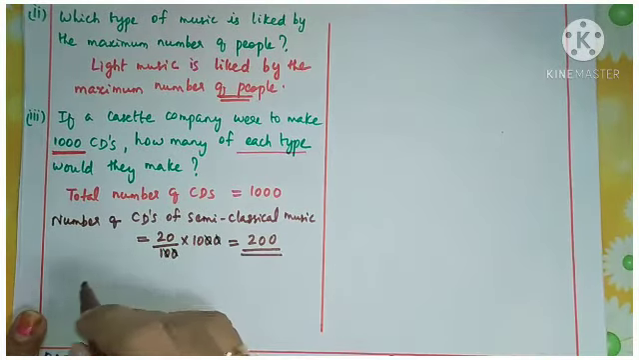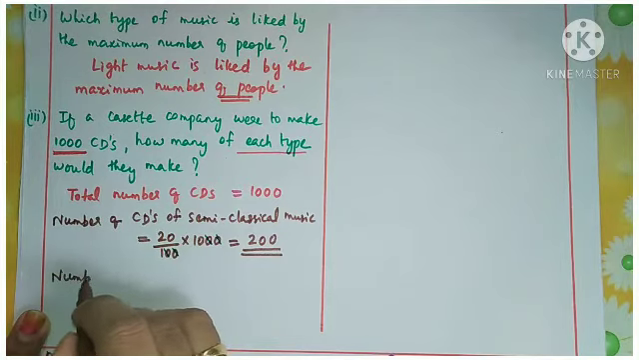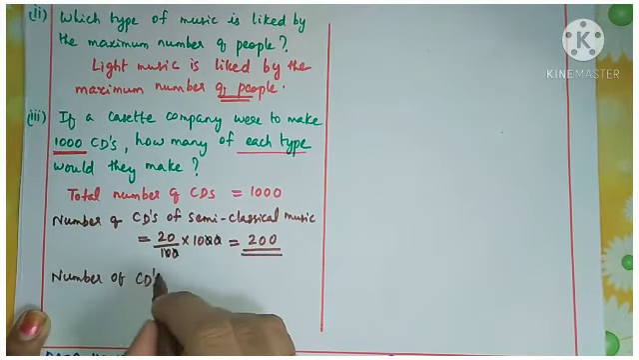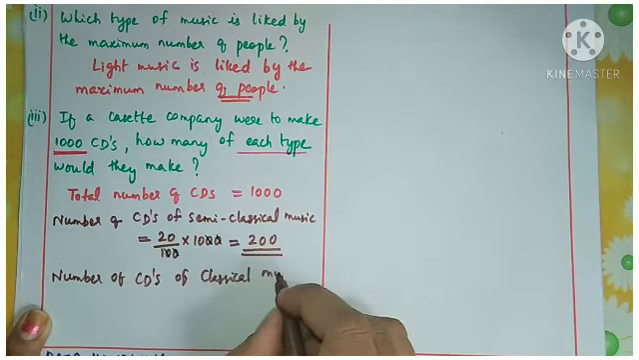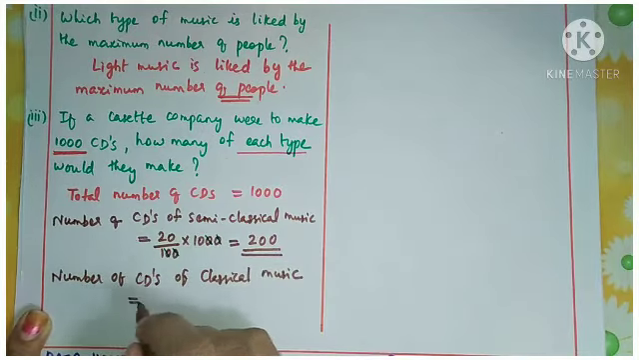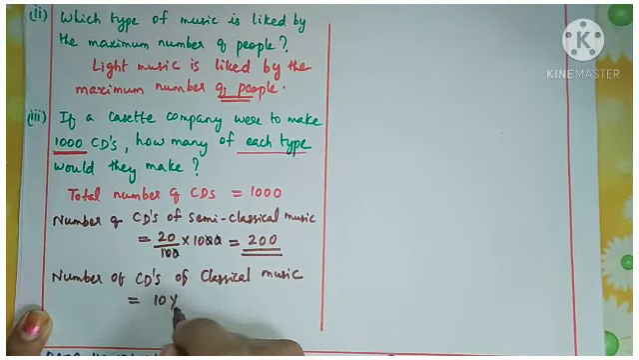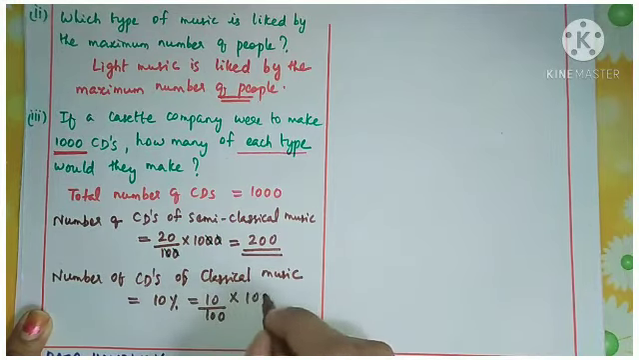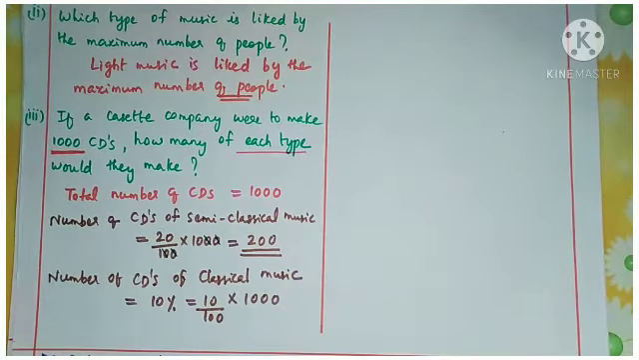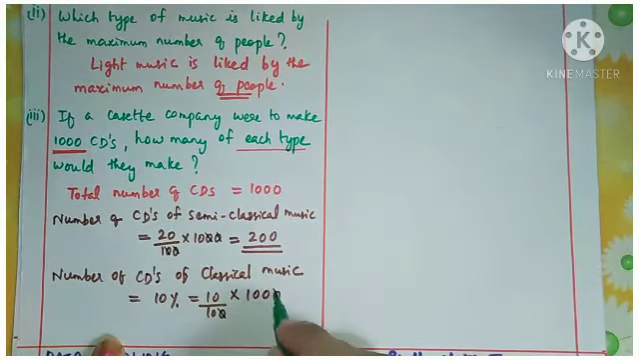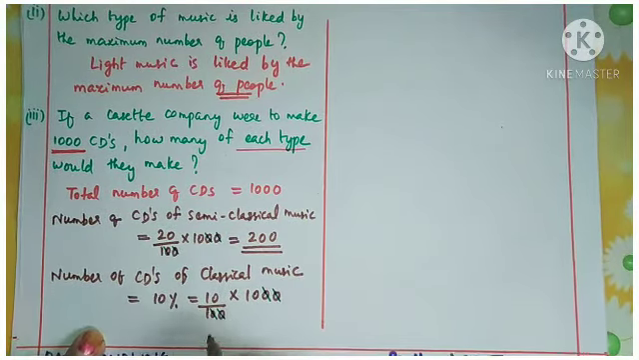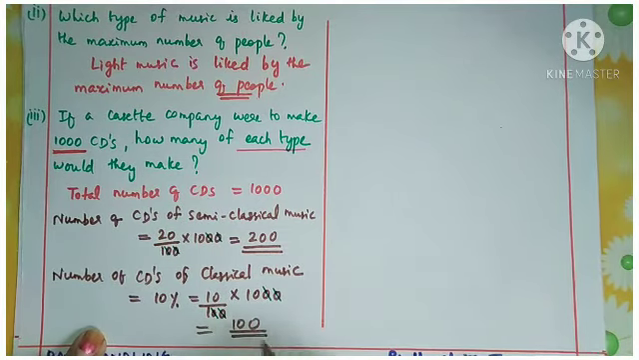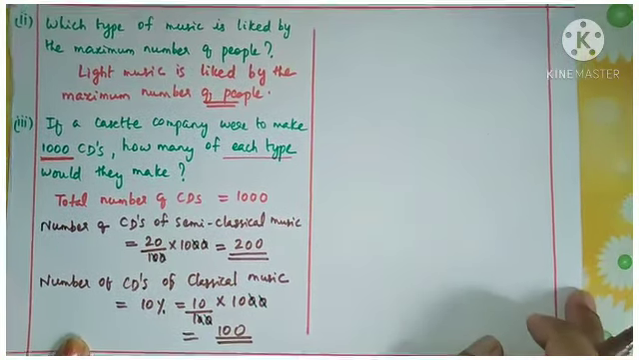So for semi-classical music, 200 CDs are produced. Now the second one, the number of CDs of classical music. Classical music, what is the percentage, children? Yes, 10%. That is 10 by 100 into the total number of CDs, again 1000. Now do the calculation here. Cancel the zeros, so 10 into 10. What is 10 into 10? That is equal to 100. So for classical music, 100 CDs are produced.